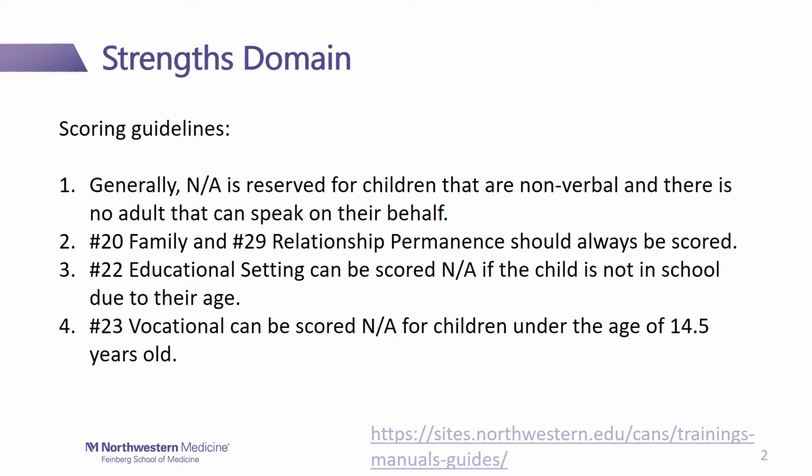Some scoring guidelines. Generally, NA is reserved for children that are nonverbal and there is no adult that can speak on their behalf. Family, 20, and relationship permanence, 29, should always be scored. 22, educational setting, can be scored NA if the child is not in school due to their age. And number 23, vocational, can be scored NA for children under the age of 14 and a half years old.